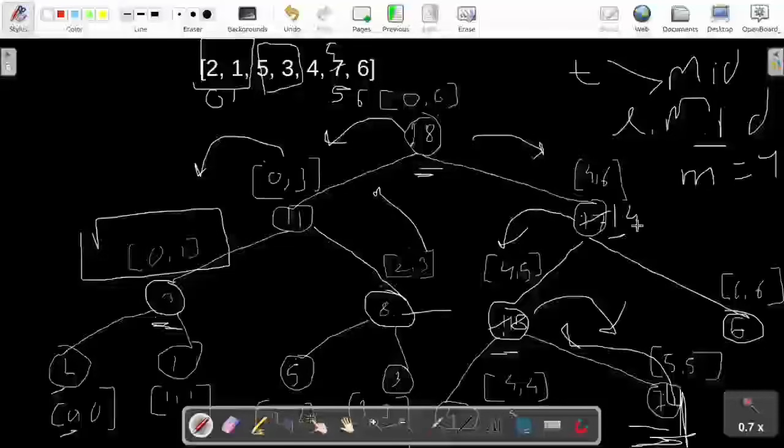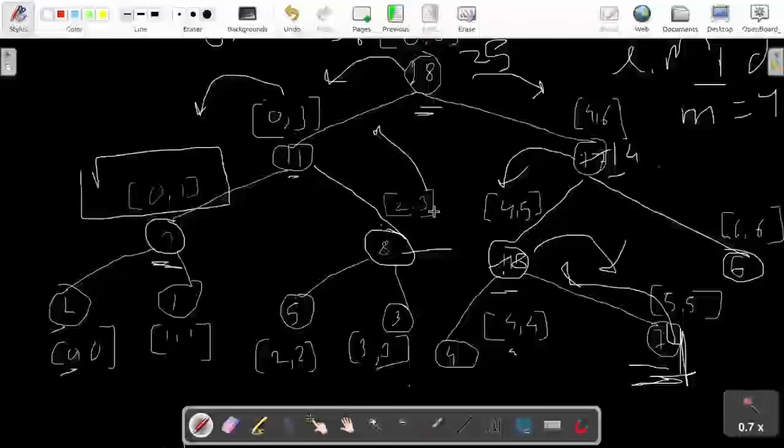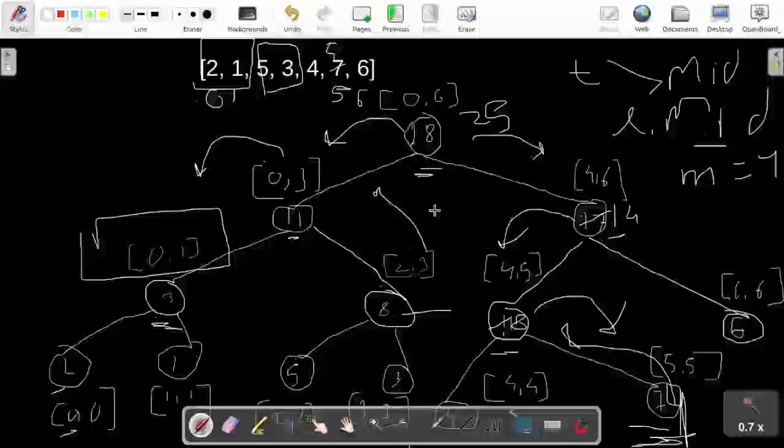Now answer will be 14 for range 4 to 6. And you can see 6 plus 4 plus 4, 8 plus 6, 14. That's why 4 comma 6 is 14. And again at 28, combine the answer from left child and right child. 14 plus 11, which is 25. Okay. So in this way, we perform updates over a segment tree.